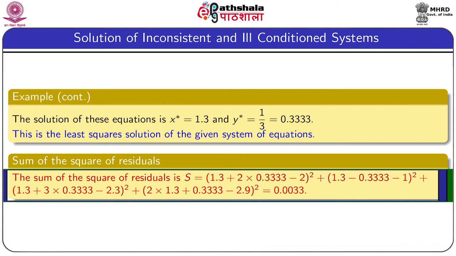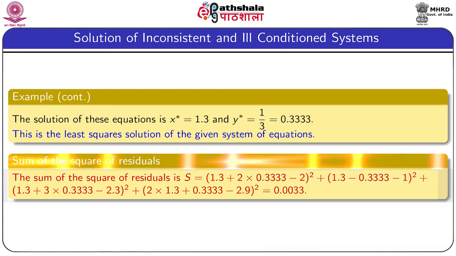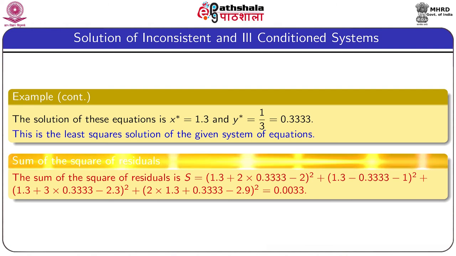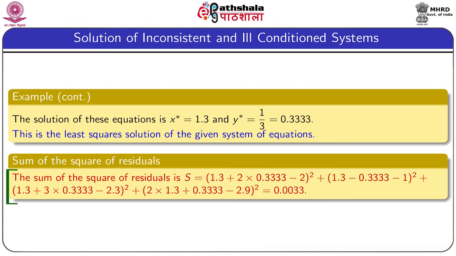Now the sum of square of residual is S = (1.3, this is the value of x star, + 2 times 0.3333 - 2) whole square and so on. After simplification, it becomes 0.0033, that means the sum of square of residual is 0.0033, which is very close to 0. That means x star = 1.3 and y star = 1/3 is a good solution of the given system of linear equations. We have described the least square method to solve an inconsistent system of linear equations.